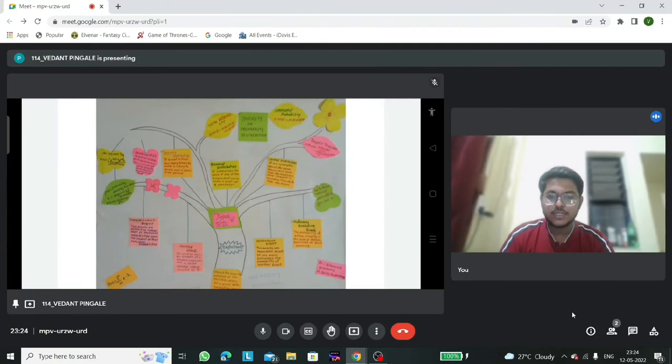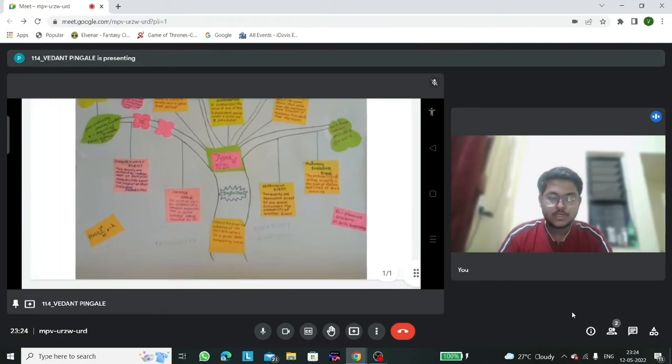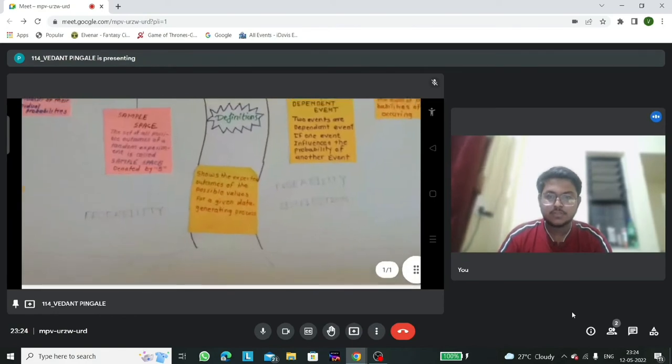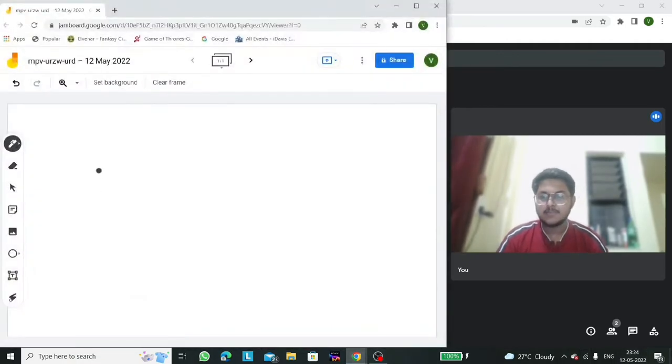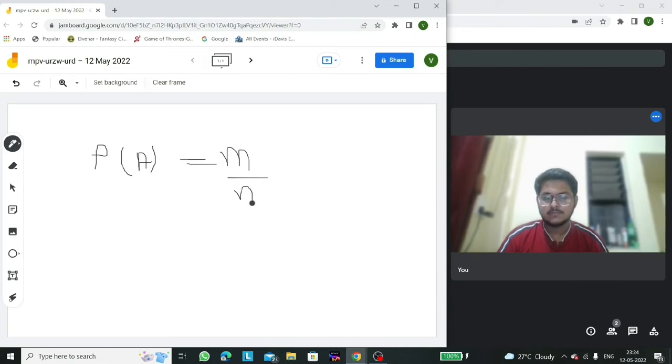Today we are going to study about probability and types of probability distribution using mind map. First, what is probability? In simple terms, we can define probability as it shows the expected outcome of possible values for a given data generating process. Also, if we see mathematically, probability of an event A can be written as the number of favorable outcomes m upon total outcomes n.